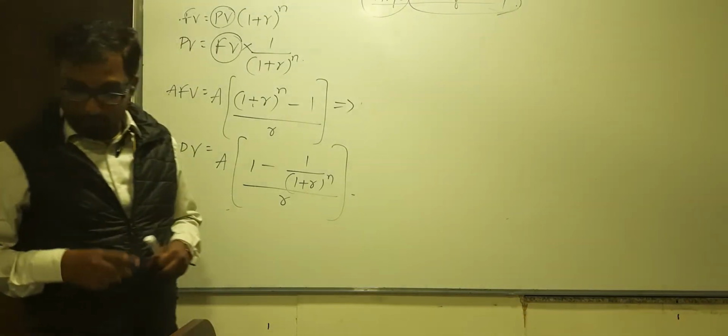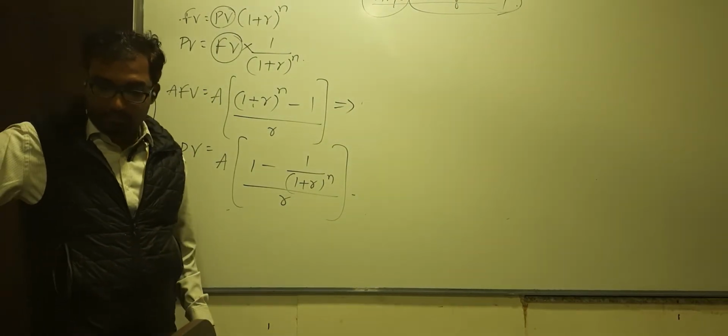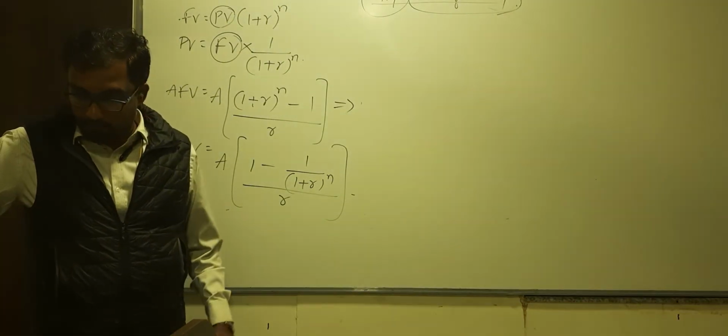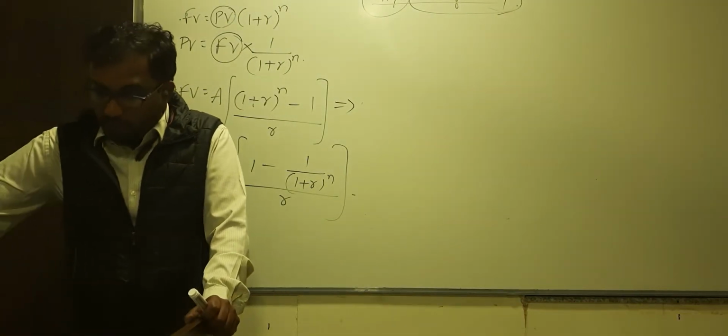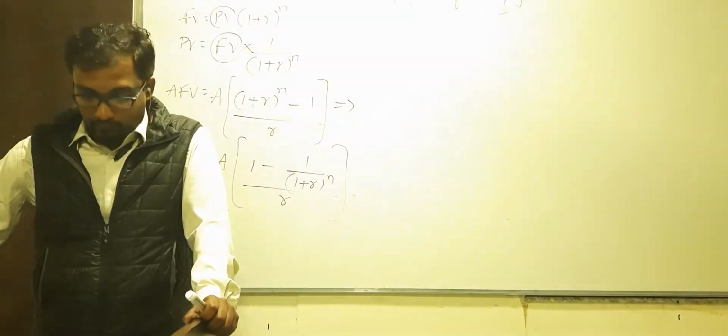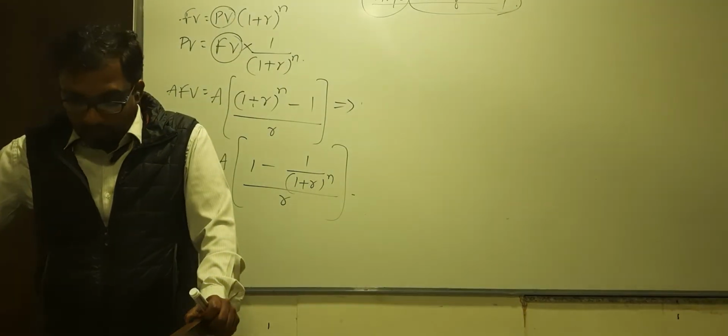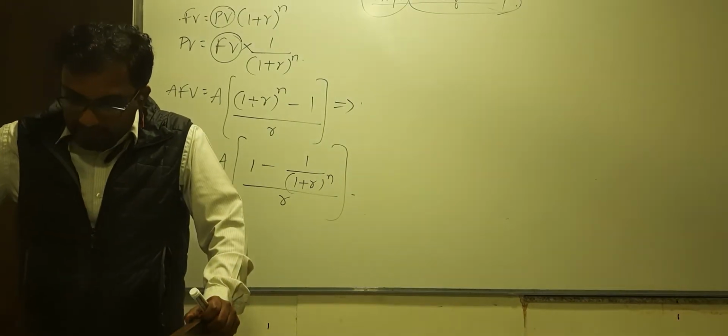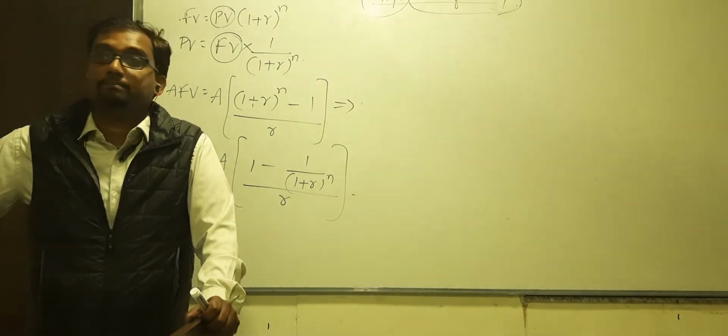Okay. Look at the fifth problem. A finance company advertises that it will pay a lump sum of rupees 1 lakh at the end of 5 years to investors who deposit annually rupees 12,000. What interest rate is implicit in this offer?